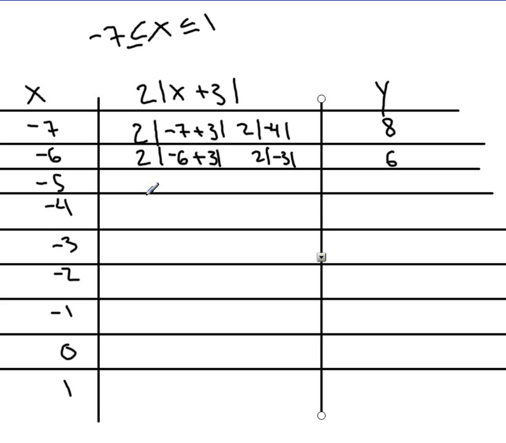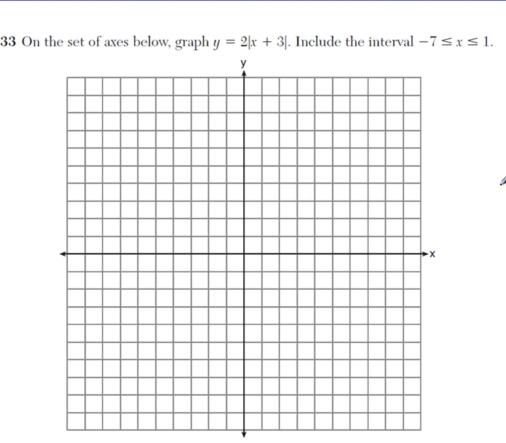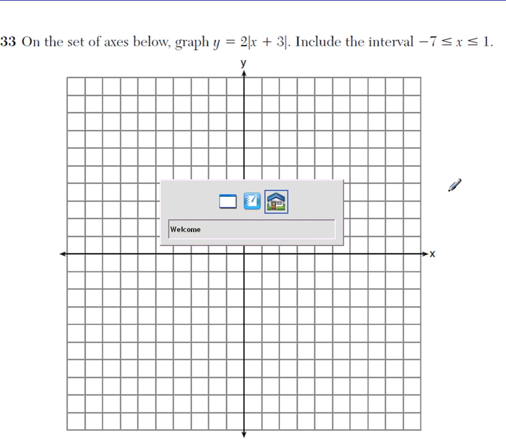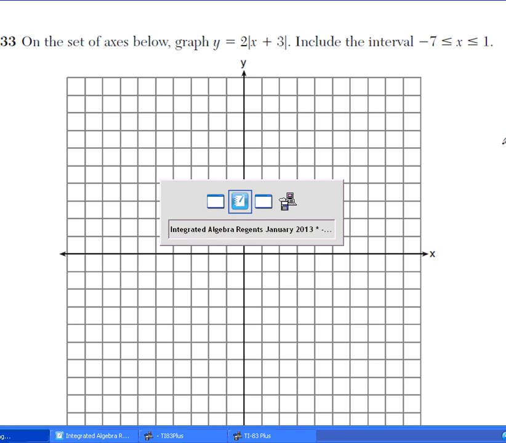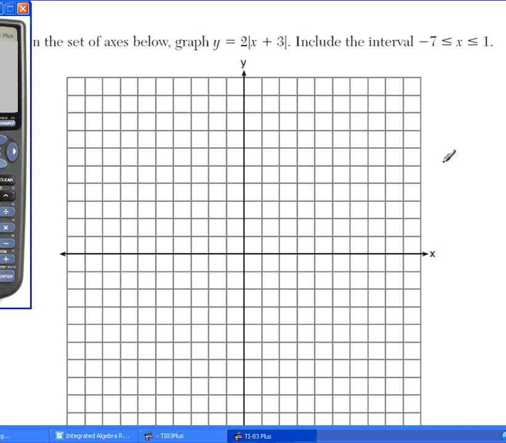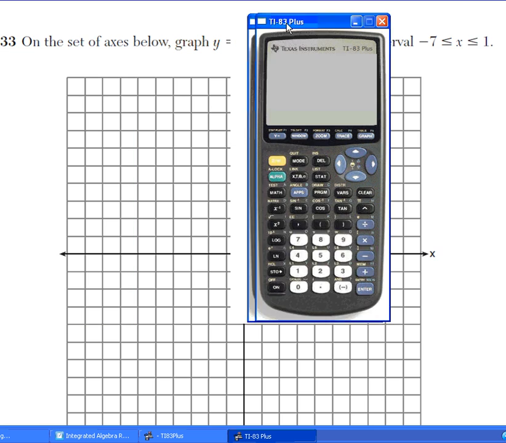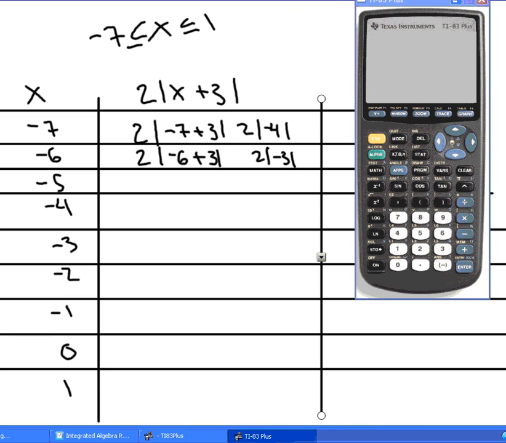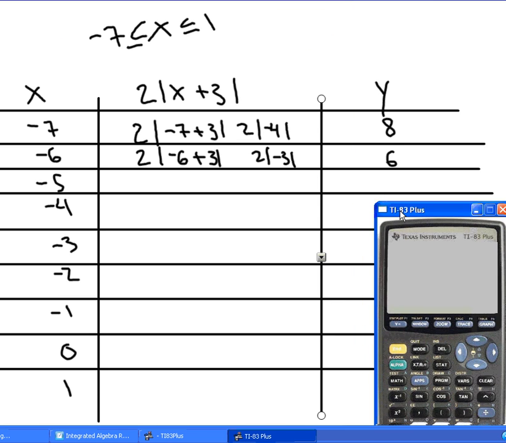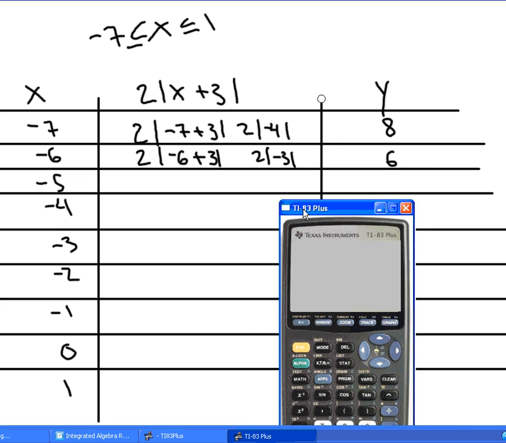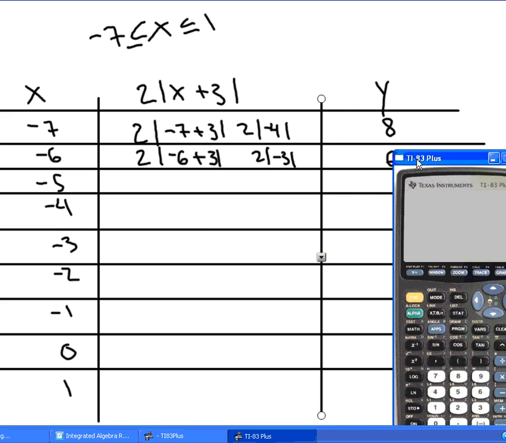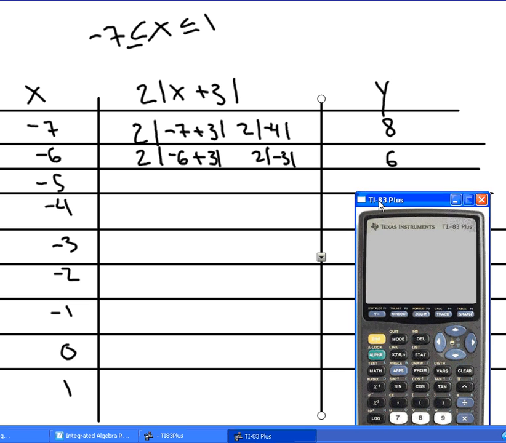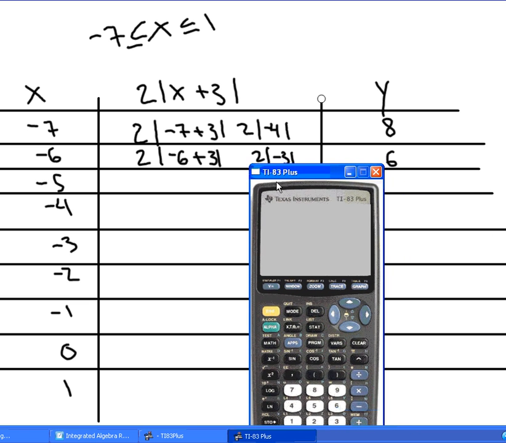Okay, now look, this might take a while. So one thing we can do is use our handy dandy graphing calculator. So let me go ahead and pull that up. Okay, so I've got my calculator right over here. So let me go back to our table of values. What I'm going to do is, I got no room over here. Okay, I'll try leaving it there.